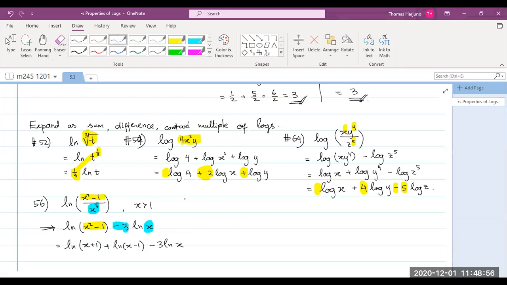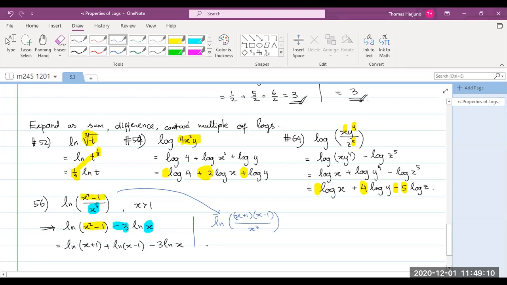Of course, you may prefer to do it this way first. You factor the numerator first, x plus 1 on the top times x minus 1, and at the bottom you have x cubed. Then you hit it right away. This is natural log of x plus 1 plus natural log of x minus 1 minus 3 natural log of x.